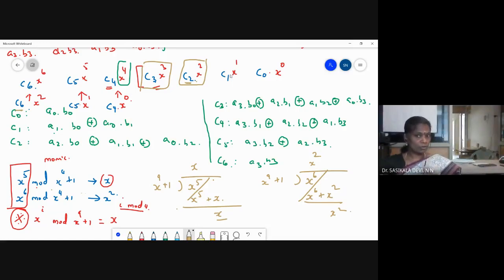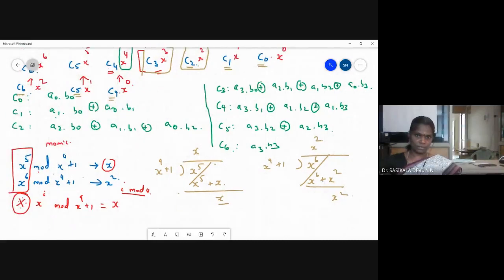Okay, now we have two coefficients for x power 1. One is C1, another one is C5. And now we have two coefficients for x power 0, that is C0 and C4. Okay, so let's write the final equation like this. A of x into B of x, this is nothing but D of x.